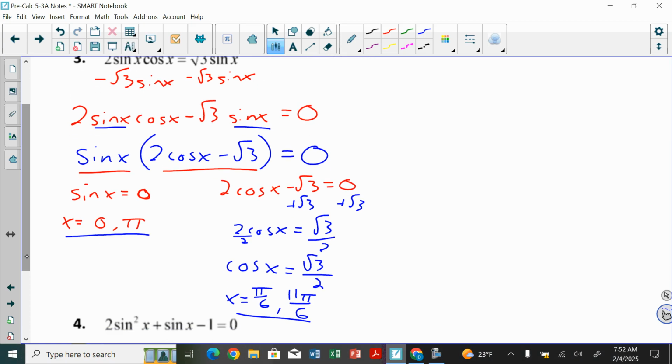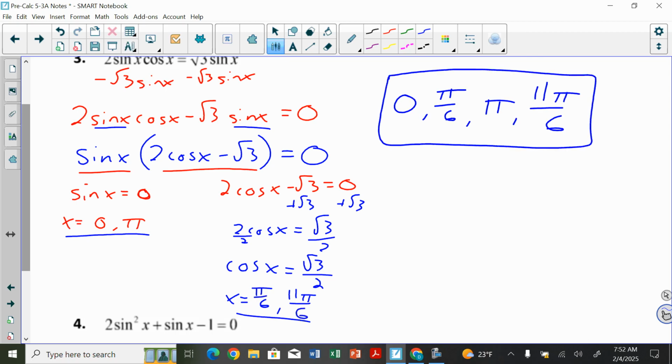So my final answer would be 0, pi over 6. I'm just going in numerical order, pi, and then 11 pi over 6 would be all of those values in which I get a solution. Okay? All right, let's try one more.